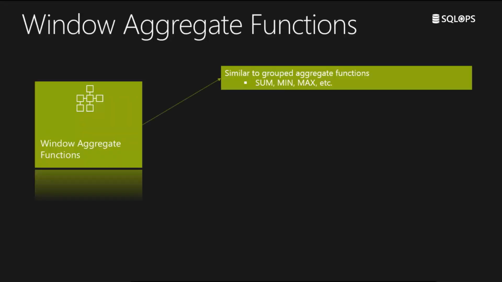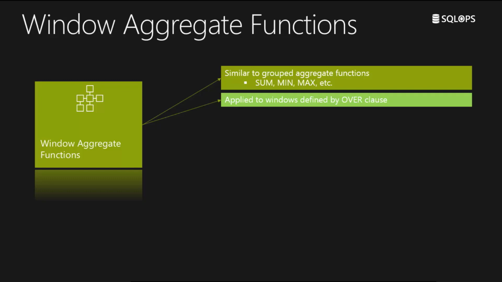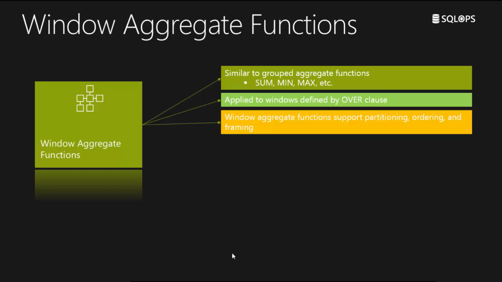Window aggregate functions are similar to the aggregate functions that you've already learned in this course. They aggregate a set of rows and return a single value. However, when used in the context of windows, they operate on the set returned by the over clause and not on a set defined by a grouped query using the group by clause. And these window aggregate functions provide support for windowing elements that you've learned about in this module, such as partitioning, ordering, and framing. Ordering is not required with aggregate functions, unlike with other window functions, unless you're also specifying a frame.